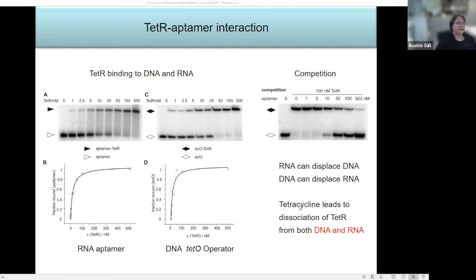And finally, and this was really cool, if you add doxycycline or tetracycline, it leads to a conformational change within the protein, and this leads to the dissociation of TET-R from the DNA, and the same occurred with RNA.